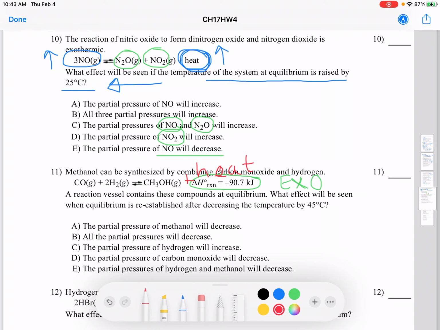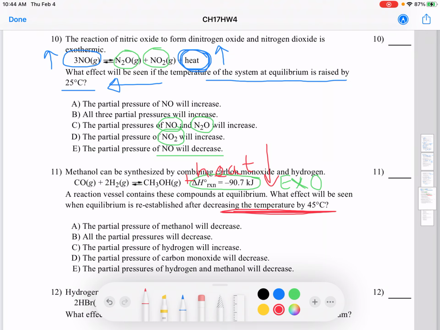What are they doing now? What effect will be seen when equilibrium is re-established after decreasing the temperature by 45 degrees Celsius? Now we are decreasing the temperature. What does that mean? Heat is on the product side, so we are making less of one of the products. We are reducing one of the products. So heat is going down.